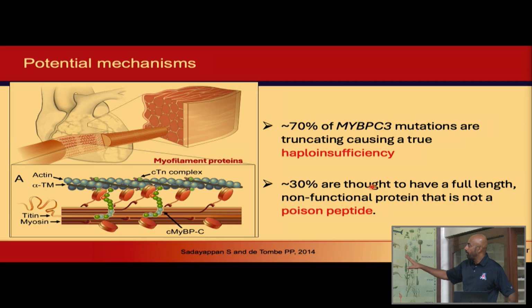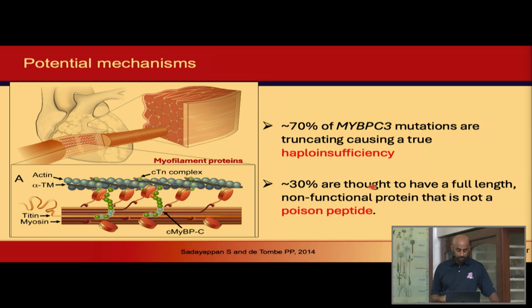The second one is the poison polypeptide. I will talk about some of our experiments on that one. And again, you can express the mutant protein, and the mutant protein can randomly bind in the sarcomere and then cause contractile dysfunction.